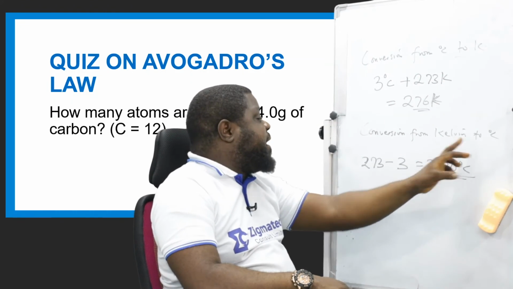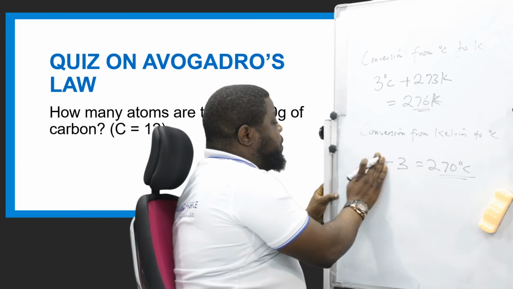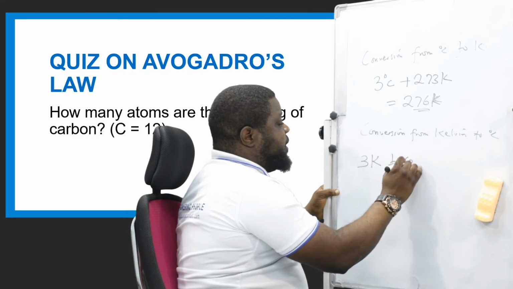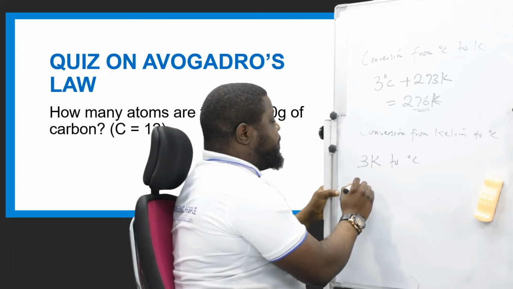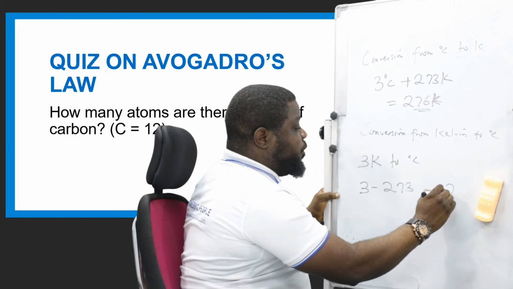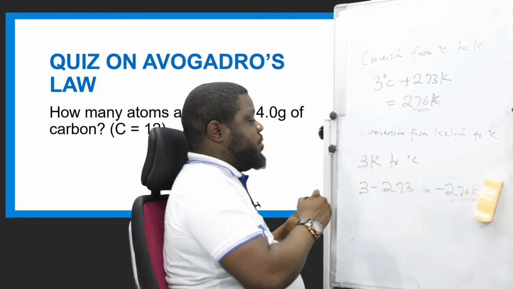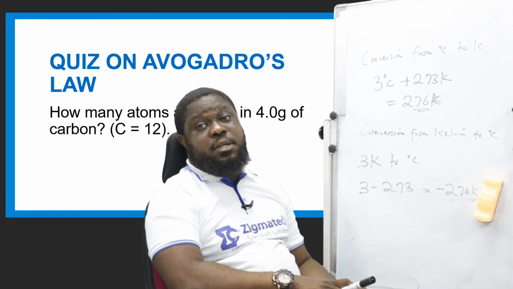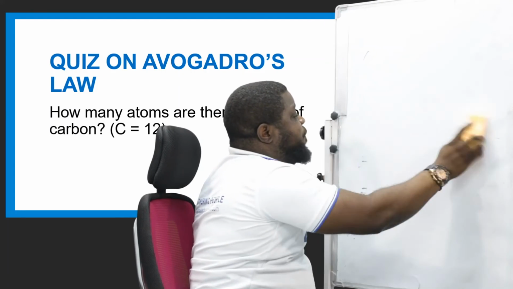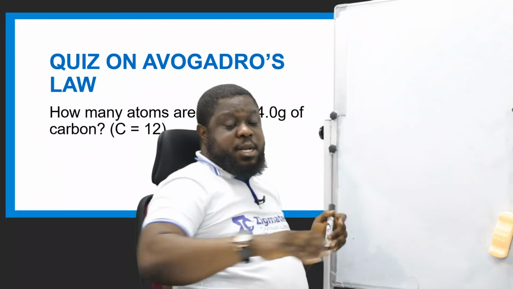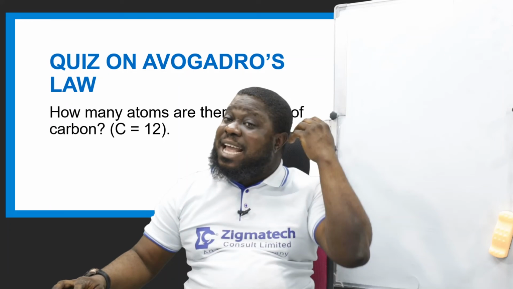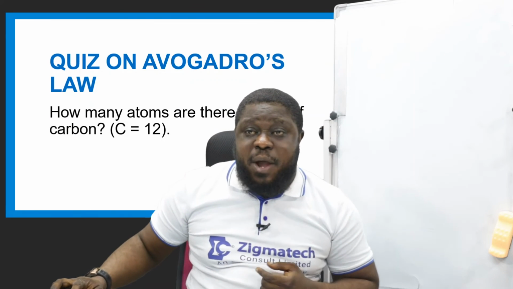If I want to convert from Kelvin to centigrade, I will minus. Now take for example, I want to convert 3 Kelvin to centigrade. I will have to say 3 minus 273. It will give me minus 270 degrees centigrade. I've converted from Kelvin to centigrade. So that is the way of conversion of this process. Now we've come to the end of this particular lecture, but before we leave, let's take questions from our exam guide to quantify what we have learned.